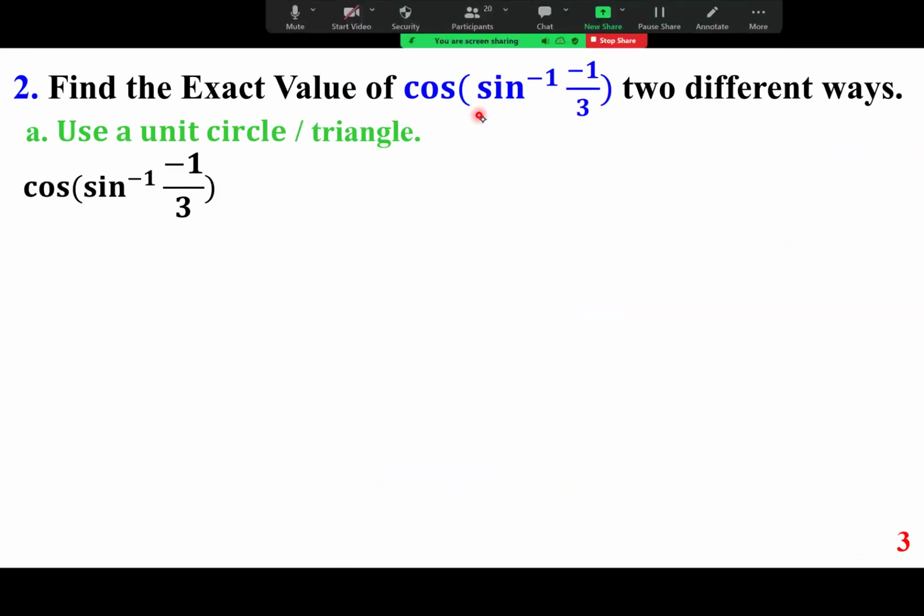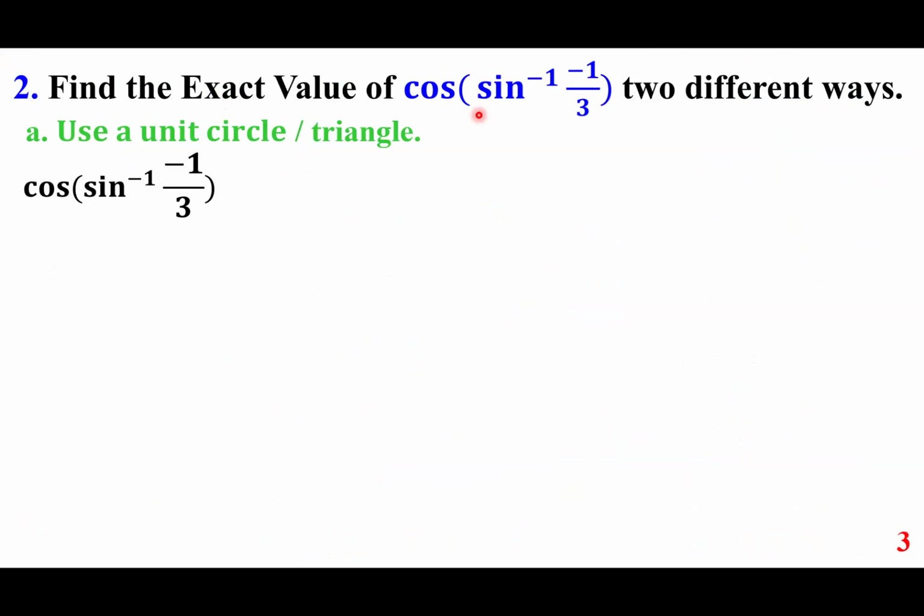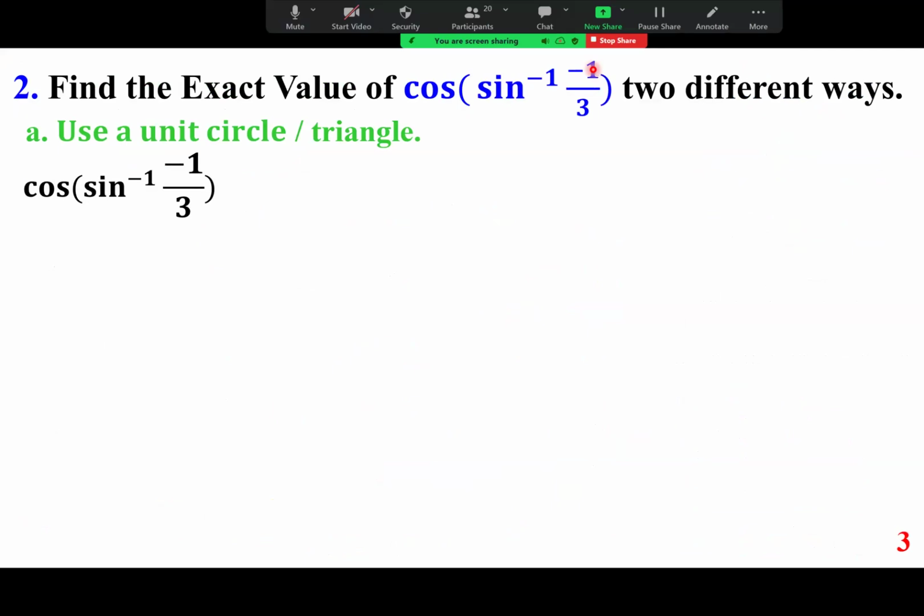Find the exact value of cosine of sine inverse of -1/3. We're going to look at two different ways: use a unit circle and use identities. You don't have to go both ways, but you have to be familiar with both ways. And this is not a common arc. So let theta be sine inverse of -1/3. Therefore, you want cosine of theta. That's what we are looking for.